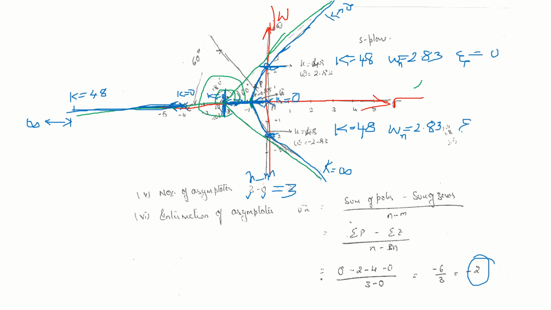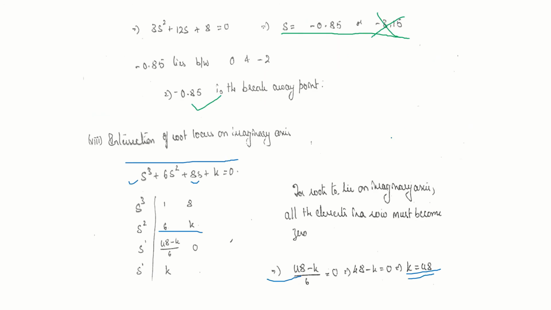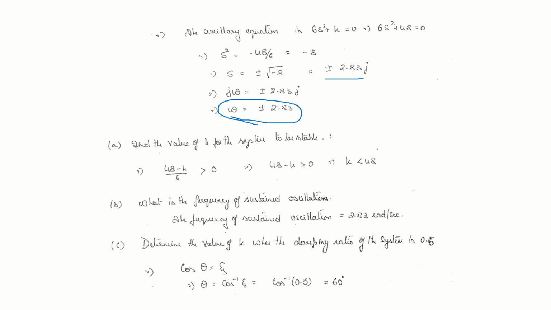So it should oscillate continuously at that frequency. If I set k equal to 48 in the system, then the system will oscillate, right? With a frequency of 2.83 radians per second. So for the system to be stable, the k value should be less than 48. Frequency of oscillation is 2.83 radians per second.